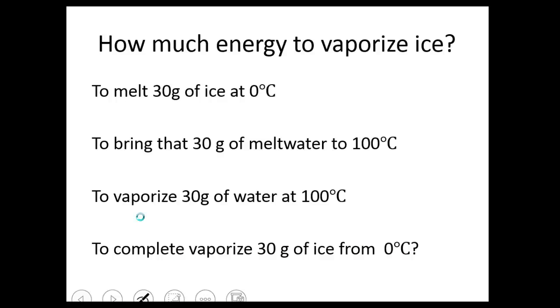All right, so let's talk about the whole spectrum. So we're going to use both of these formulas. We're going to use the Q, M, and then L sub F or V. And then we're also going to use that specific heat formula, MC delta T. So we're going to take ice and we're going to vaporize it. And that's not sublimation. That's us going through the whole process of melting the ice and then boiling the water. So let's say that we have 30 grams of ice and it's at 0 degrees Celsius.